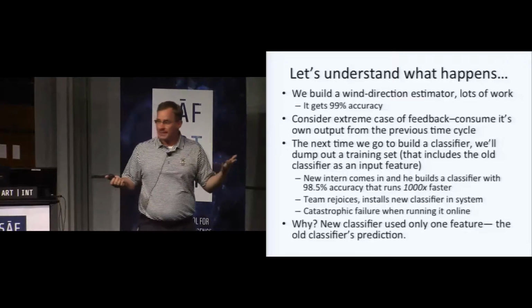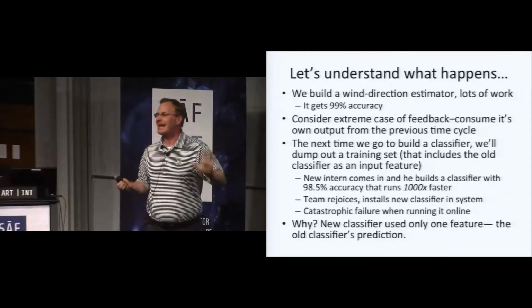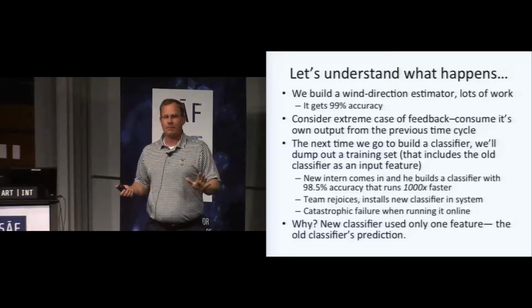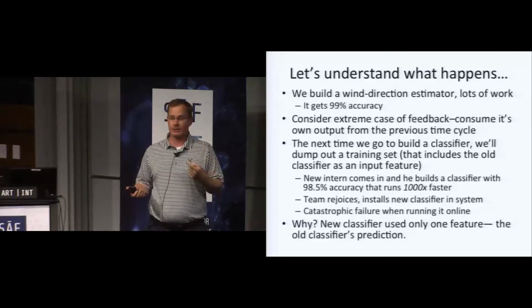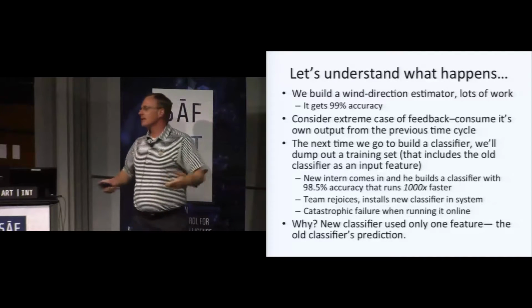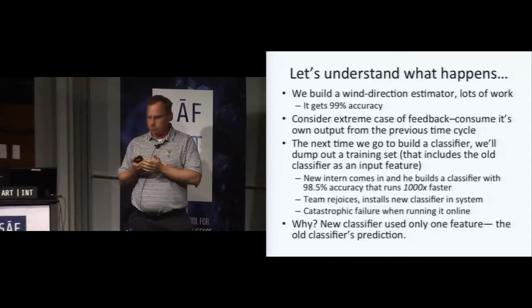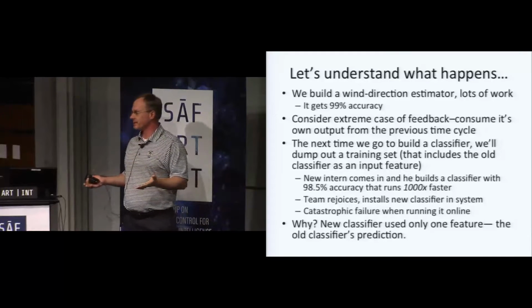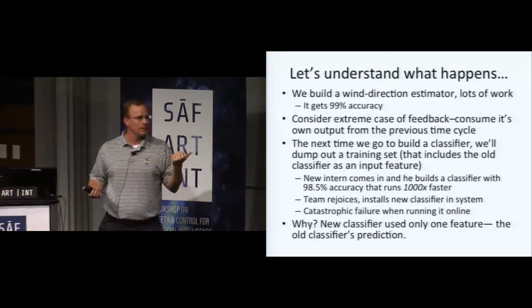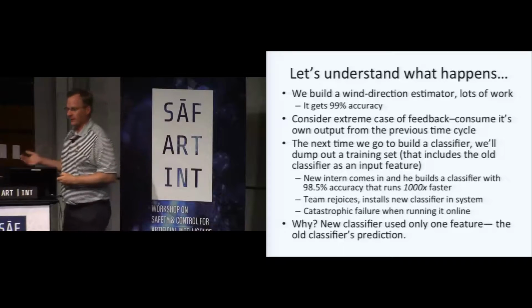All right, the intern comes in, and he says, wow, I can build a classifier, it's not quite as good. It's 98.5% accurate, but it's 1,000 times faster. In fact, it only branches on one feature, it turns out, interestingly. Okay? Team rejoices, goes out for beers, intern's super happy, installs the classifier in the system, and it completely and totally fails when you run it in the system. Why? It just predicts the last output. So it just predicts the same thing again and again and again and again. Okay, total and utter failure.